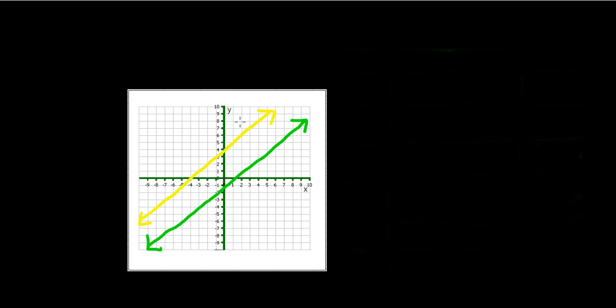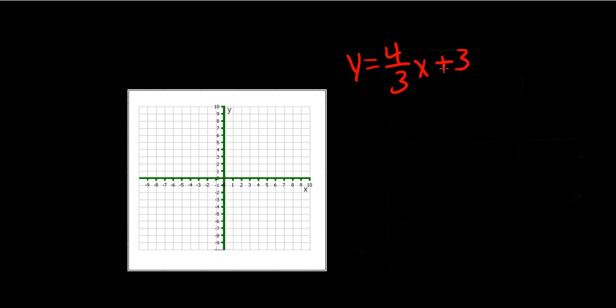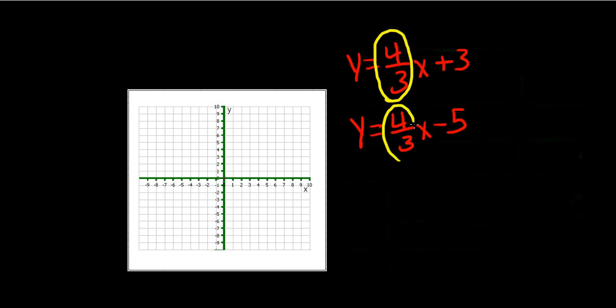We have the equation y equals 4/3x plus 3. And we have another equation, y equals 4/3x minus 5. These two equations are parallel graphs because their slopes, which are both 4/3, are the same. And because the slopes are the same, these lines are parallel. Let's look at another example of this.